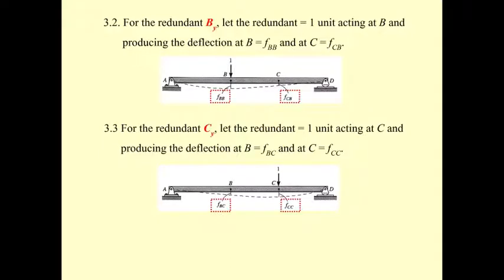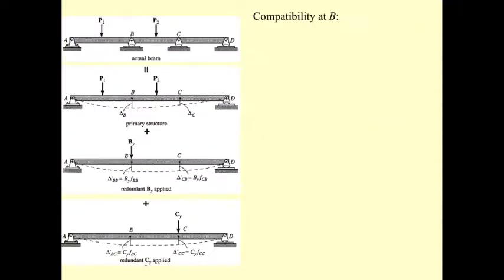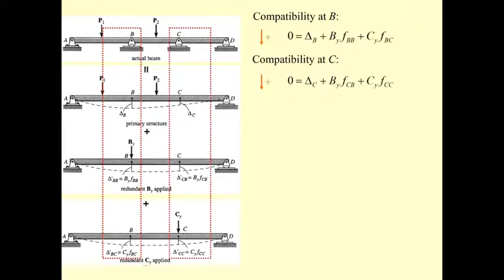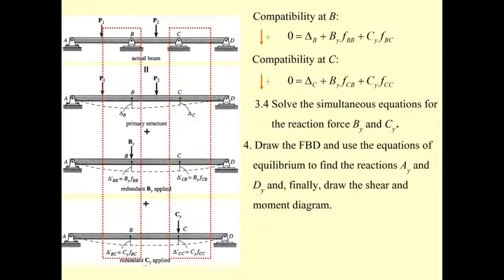And then based on the Maxwell reciprocal principle, these two are going to be the same. We can go to the lab and do a test for this, and we can show these two values are equal. And then we substitute this into the compatibility conditions at B and C. Now we solve the simultaneous equations. We get B sub Y and C sub Y.